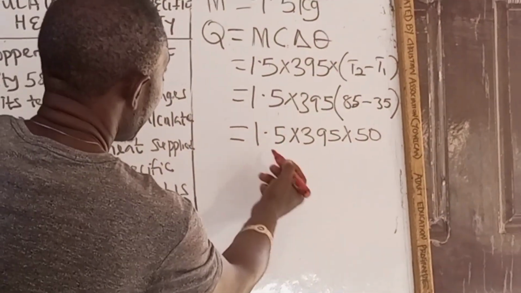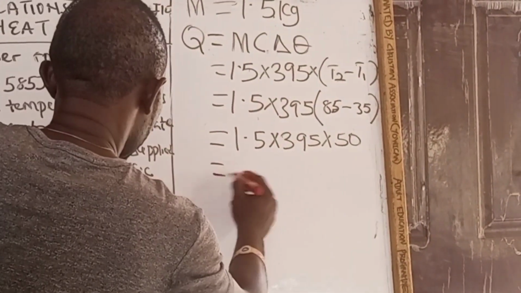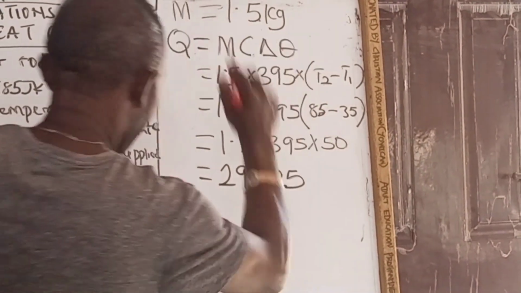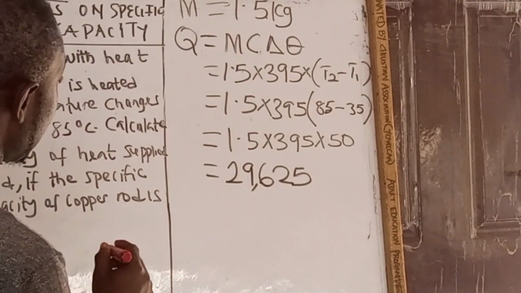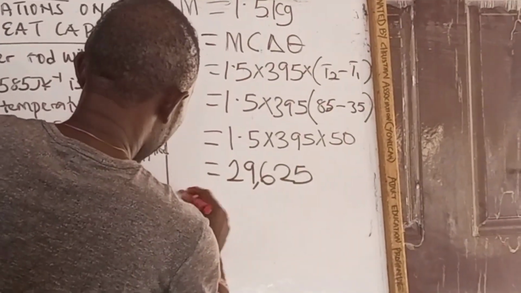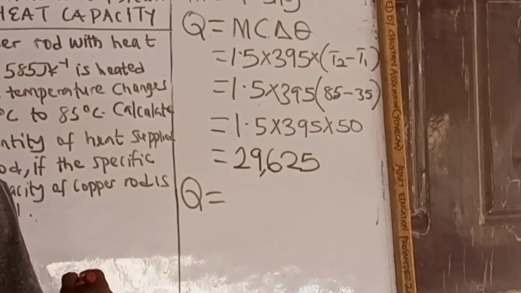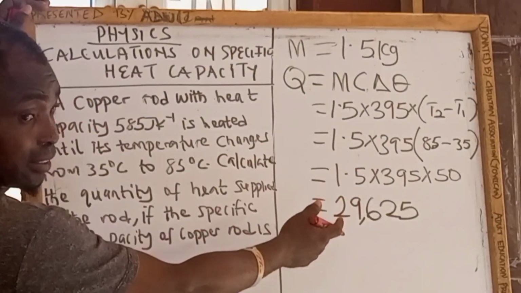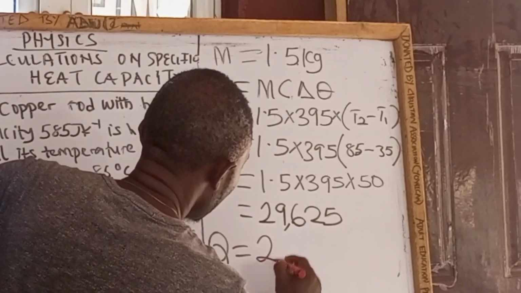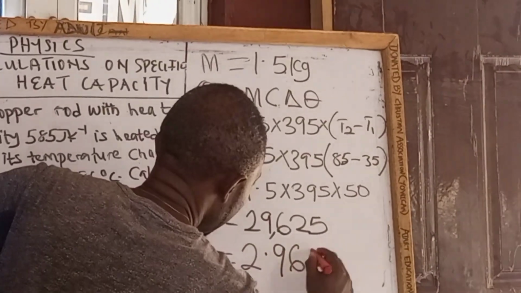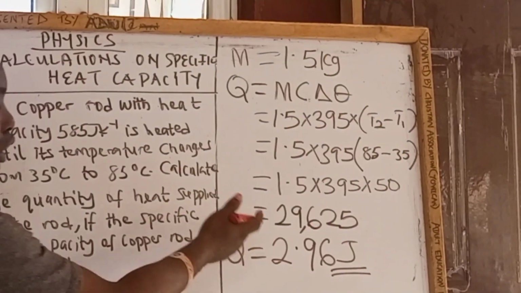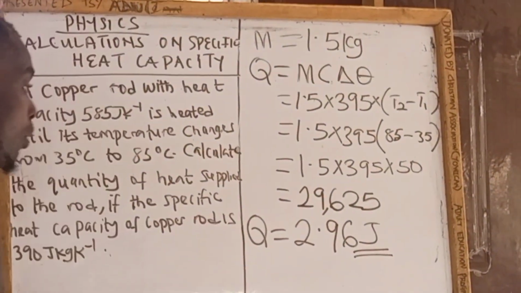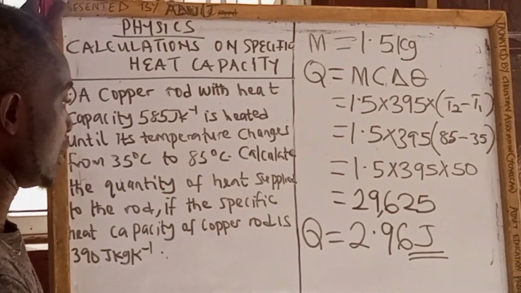So 1.5 times 395 times 50 will give us 29,625. That is the value. But don't forget that quantity of heat is always in joule. It's always in what? In joule. So what we now do is we have to convert this to joule. It will now be 2.96 joule. So to convert this, you divide by 1000. So you now have the quantity of heat supplied to the copper rod to be 2.96 joule.